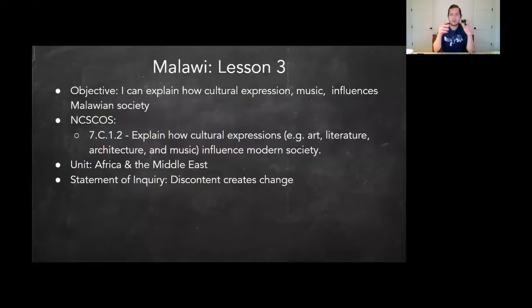All right, Malawi lesson three. So this may be my favorite one, besides my storytelling at the end. Your objective today is to explain how cultural expression, specifically music here, influences Malawian society, and that goes directly with the North Carolina Standard Course of Study: explain how cultural expressions, like any of those, influence modern society. For us, we're looking specifically at music. Okay, so here we go.